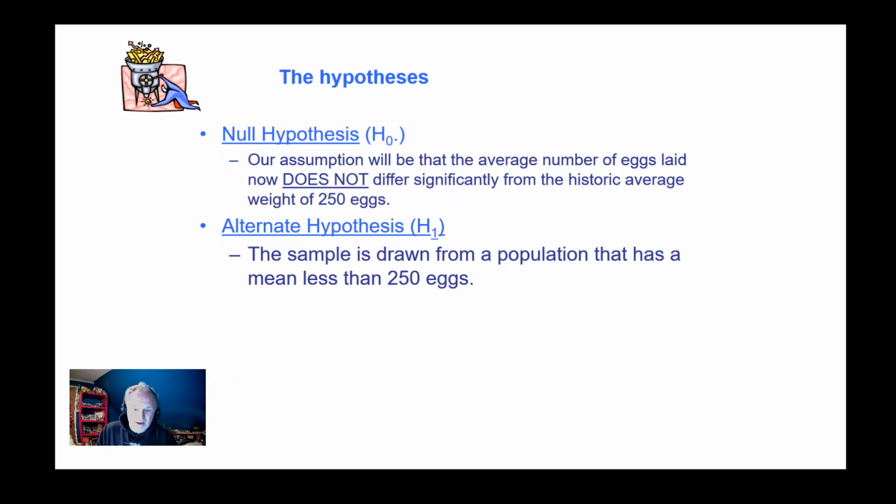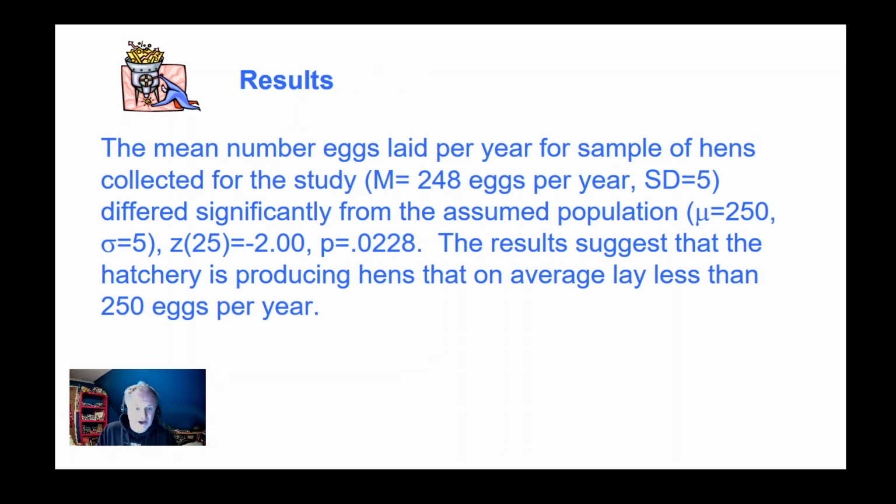Null hypothesis: the population mean does not differ from 250. Alternate hypothesis: the population mean is actually less than 250. So my result is the mean number of eggs laid per year for my sample of hens collected for the study, a mean of 248 eggs per year with a standard deviation of 5, differed significantly from the assumed population, mu equal to 250, sigma equal to 5. My z for my study was minus 2, p equal to 0.0228, which is less than 0.05. The result suggests that the hatchery is producing hens that on average lay less than 250 eggs per year.